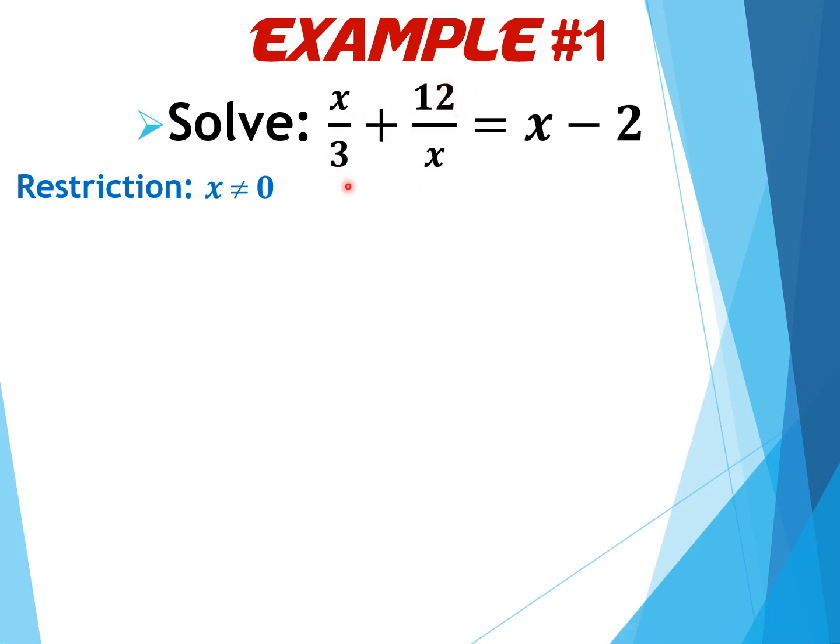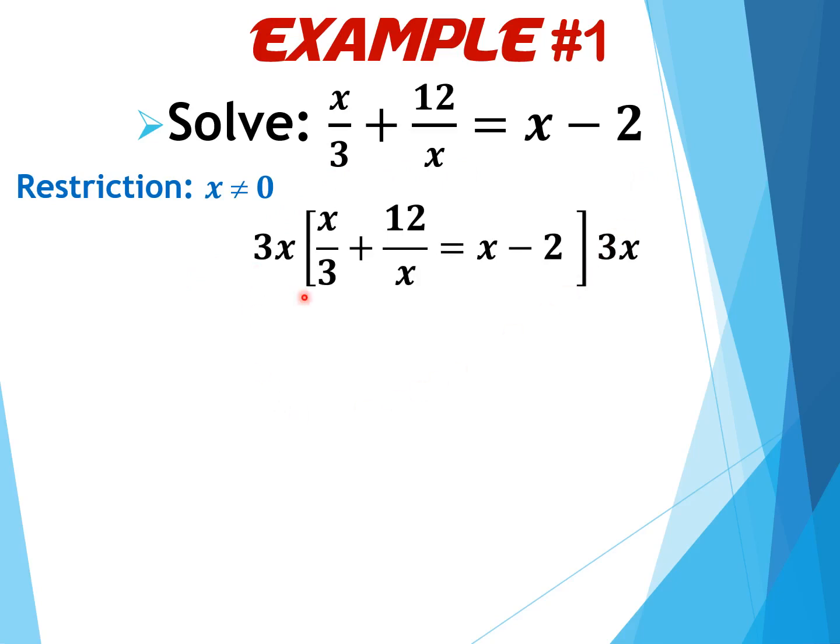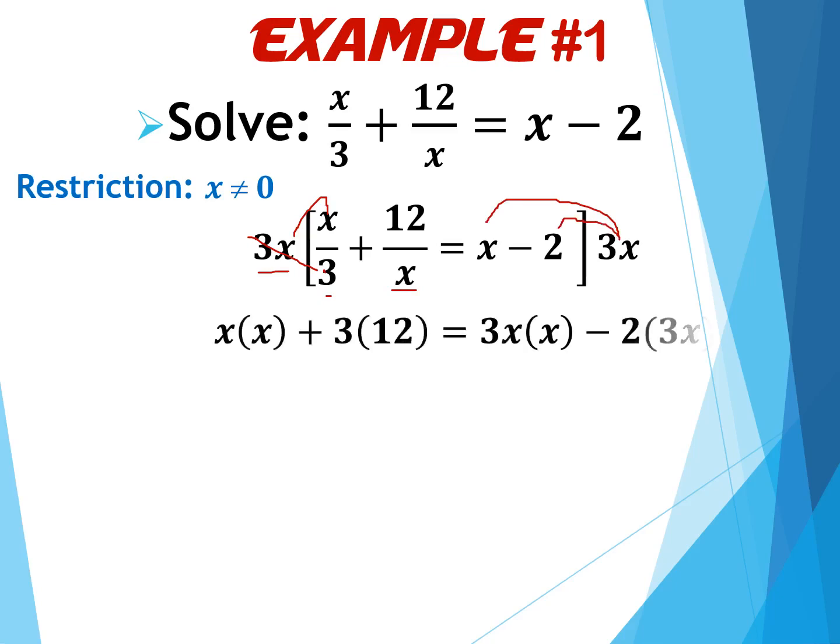And then we determine the LCD. The LCD for 3 and x is 3x. So we multiply the entire equation by 3x, and we multiply each term. So we will have 3x divided by 3, which cancels, and you will have the remaining x multiplied by x. And then 3x divided by x, you will have 3 times 12. And then here we will have 3x times x, and then 3x times negative 2.